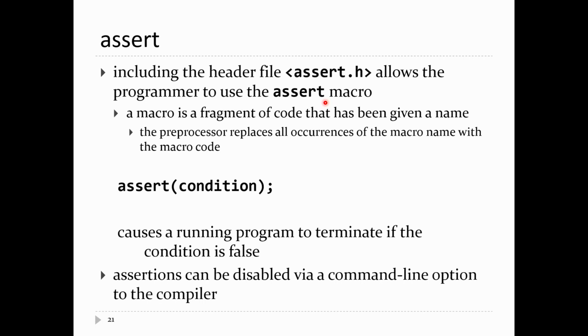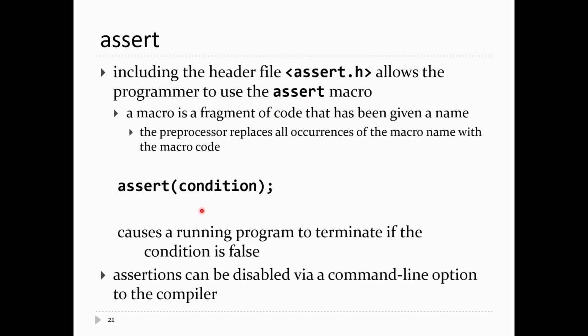It sort of looks like a function. So it's just a piece of code. It has a name. In this case, it's called assert. When you use a macro, the preprocessor takes the code that corresponds to the name and pastes it into your file. So it's the job of the preprocessor to take macros and stick them into your program wherever you use them.